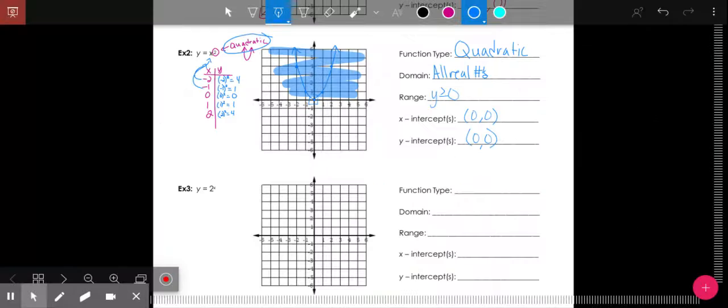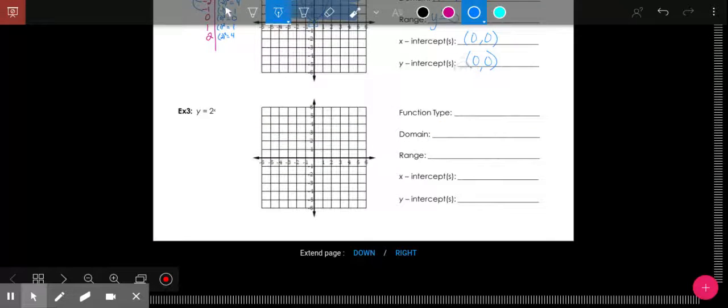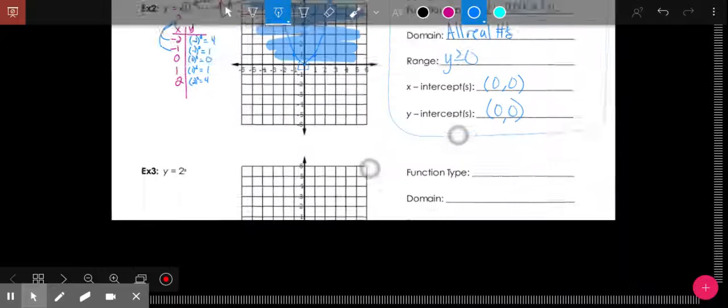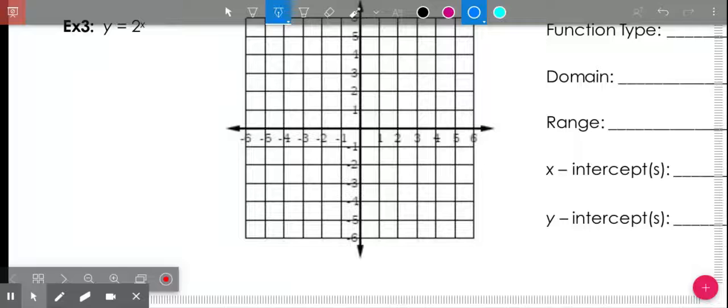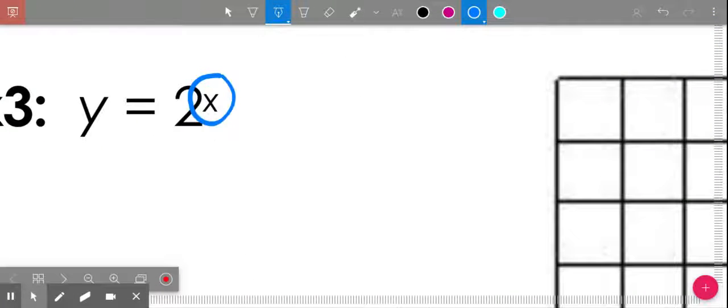All right, last one. Remember, this is a test question. You have to have all of this memorized. Make flashcards, do something, but you have to have it memorized. Ask for an extra copy so you can go home and study it. Whatever you have to do. All right, last one. We have y equals 2 to the power of x. Since our x is an exponent, that means it's exponential.